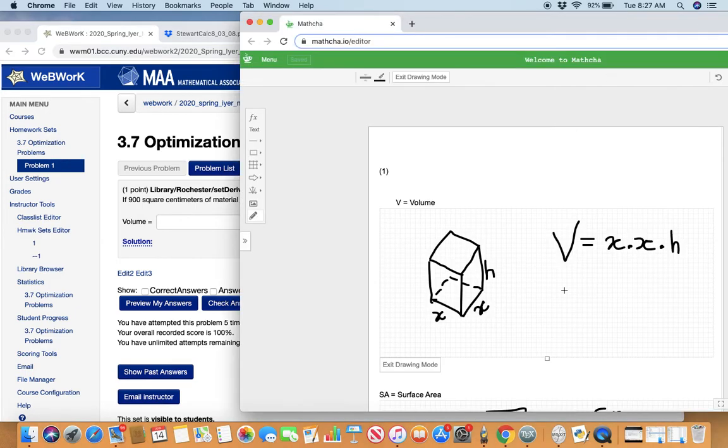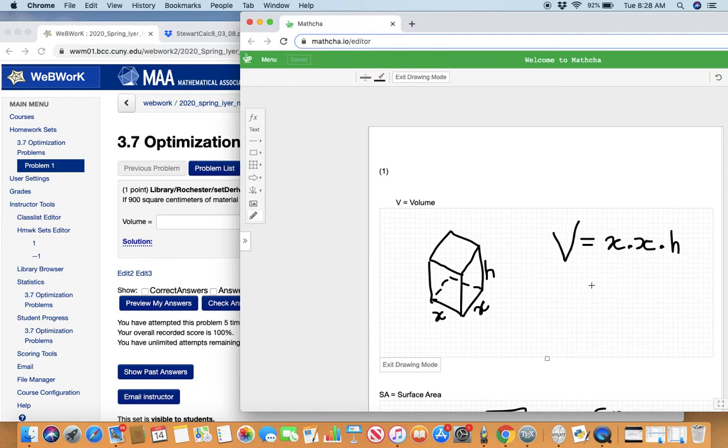Now, what is the volume of a box? It's length times width times height. So x times x times h. All right? You want to maximize this function. But notice this function has two variables, x and h. So somehow you want to get rid of maybe h. That's the point.